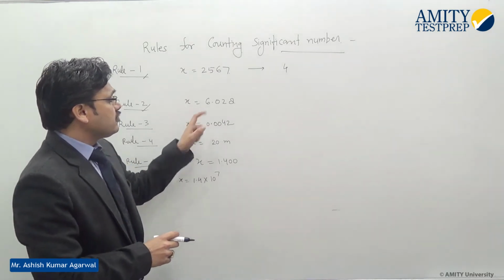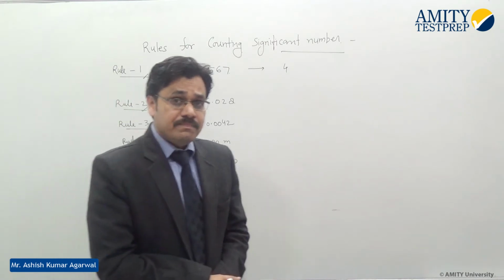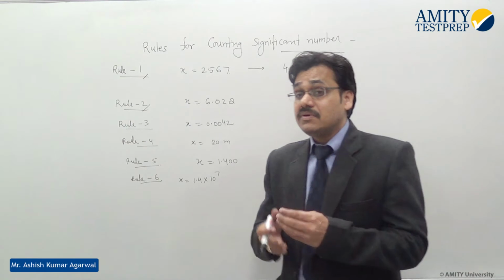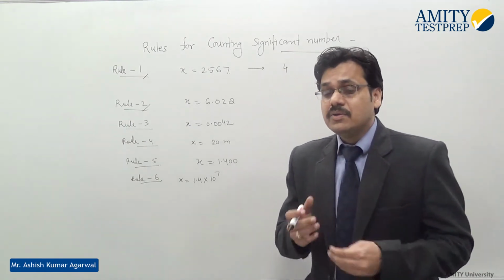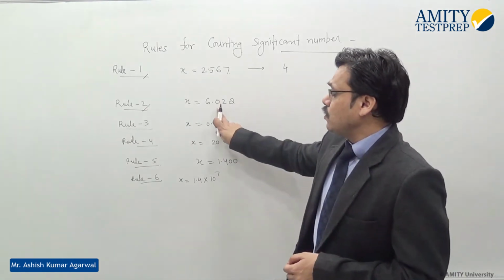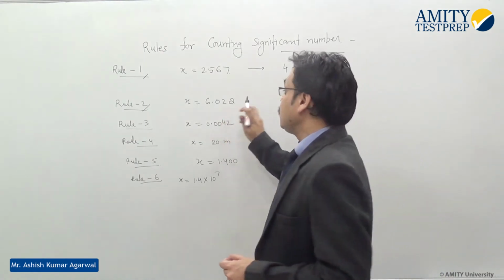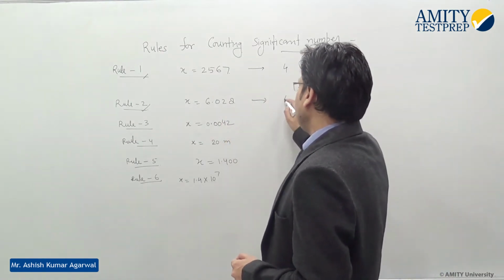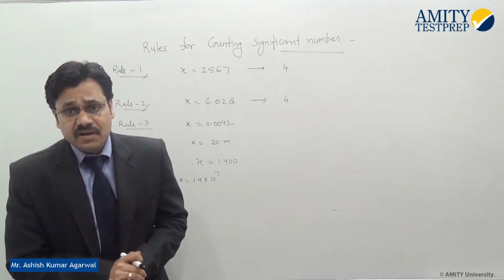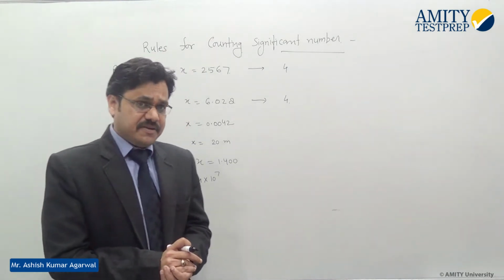Here you can see x equals 6.028. Any zero lying between non-zero digits is counted as a significant figure. So you can see here also there are 4 significant digits. So this is rule 2, where you can find out how many significant figures there are.